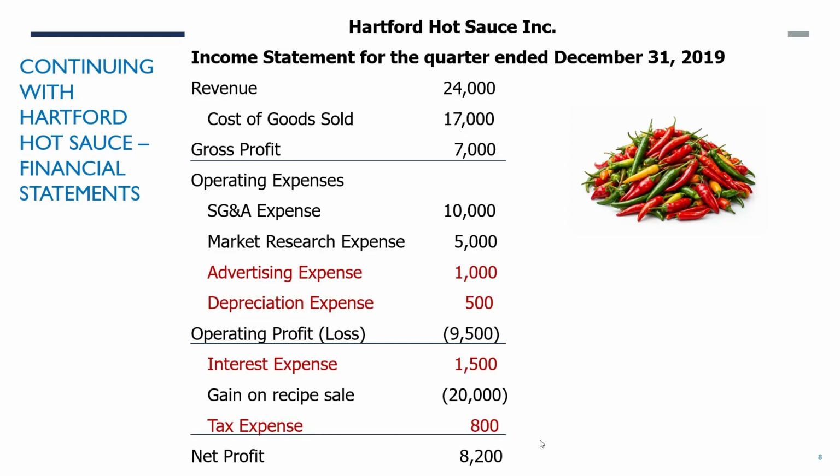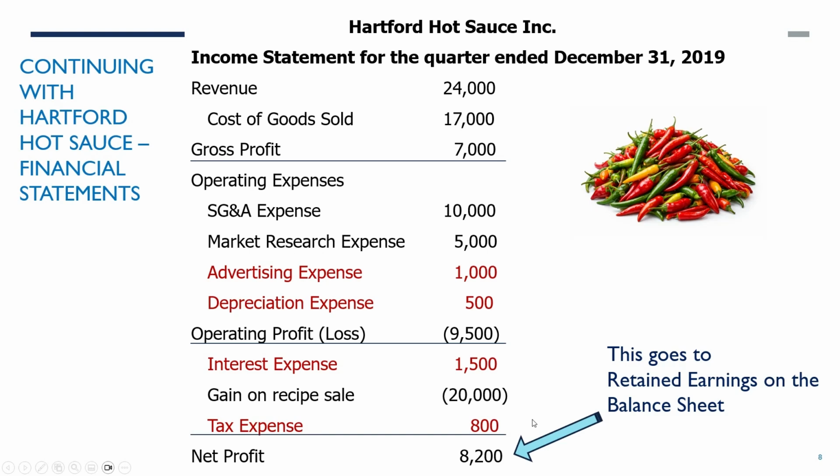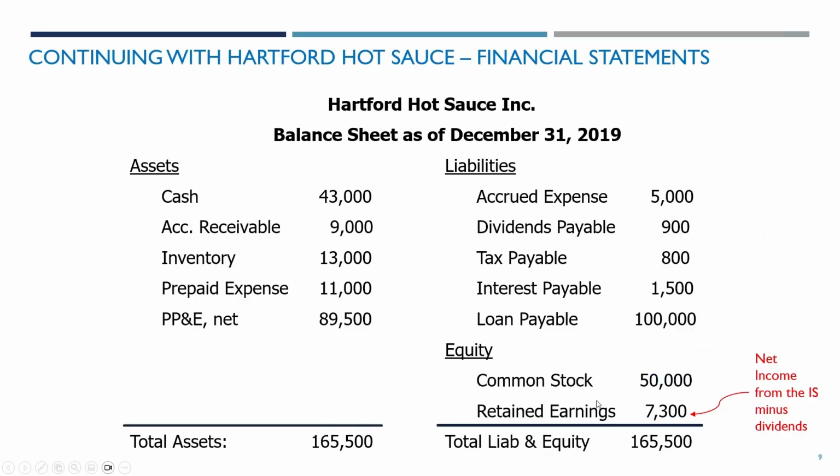The reason we prepare the income statement first is because it actually helps us to prepare the balance sheet, because the retained earnings go up by exactly the amount that we have in the net earnings on the income statement. So this 8,200 is going to go to the retained earnings. And because our retained earnings started at zero, they went up by the amount of the net income. Then they were decreased by the dividends declared, and they have an ending balance of 7,300.